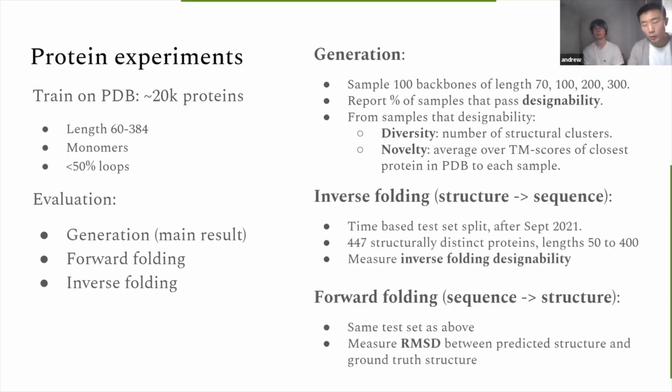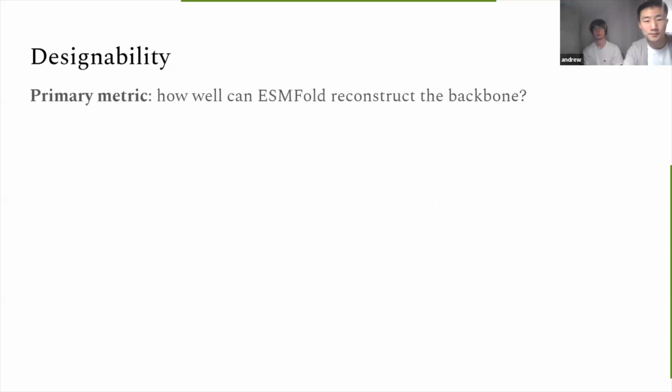For inverse folding and forward folding, we didn't have time to do a very rigorous comparison here, like for instance, take the CAMEO split and evaluate on those. So we used a time-based test split to take a subset of proteins that were after the cutoff for the PDB dataset that we downloaded. This resulted in around 450 structurally distinct proteins that we evaluate on for inverse and forward folding. For inverse folding, we just do designability, and for forward folding, RMSD is the metric.